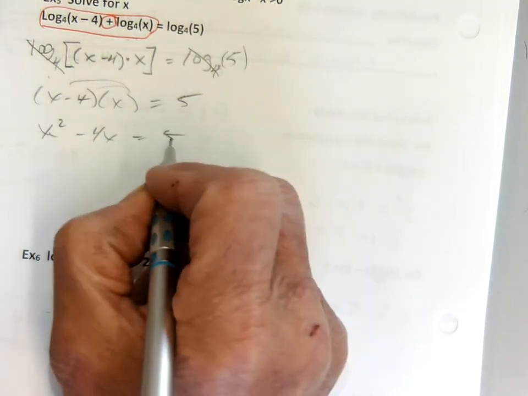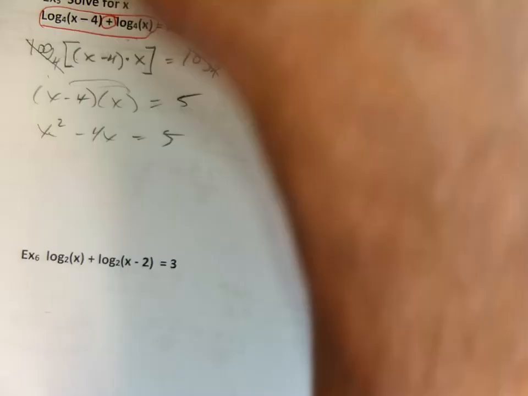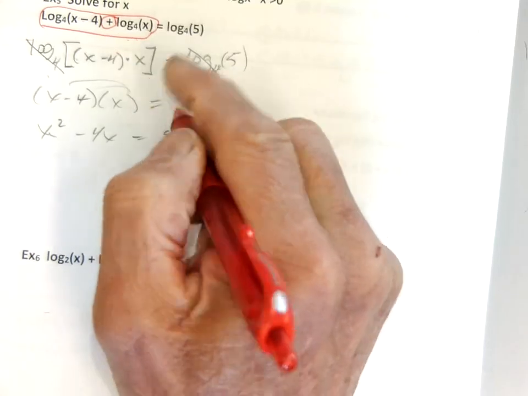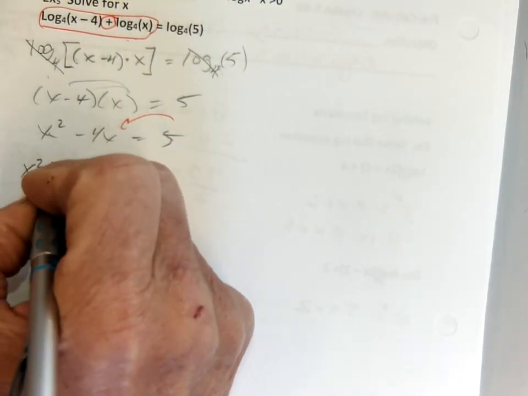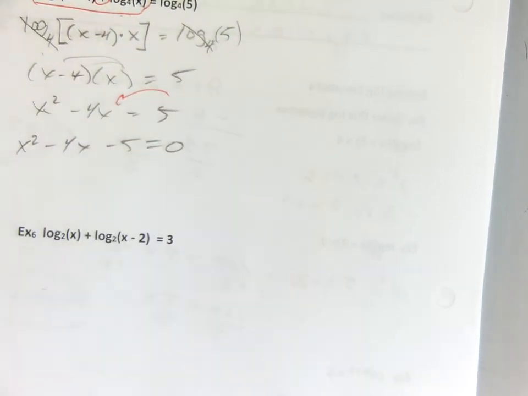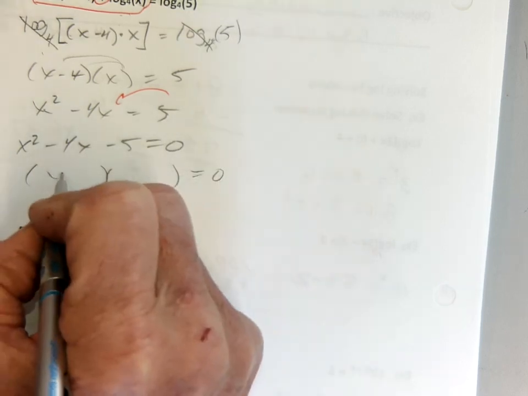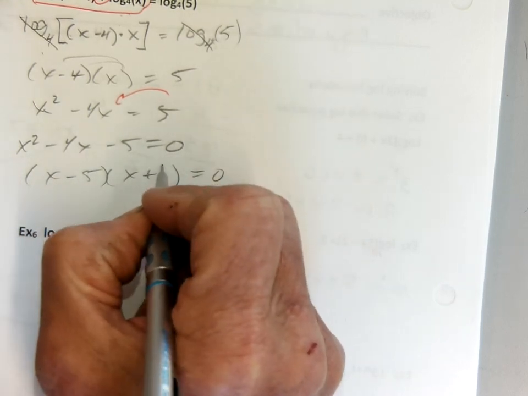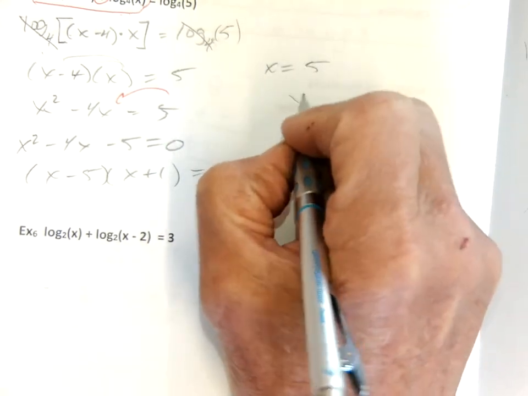Need to solve. Looks like I'm going to need to factor. So I'll bring the 5 over. I'll subtract the 5, right? And I'll have x squared minus 4x minus 5 equals 0. Looks like it factors. I think I can factor that into x minus 5, x plus 1. From my mini equations, x is equal to 5 or x is equal to negative 1.